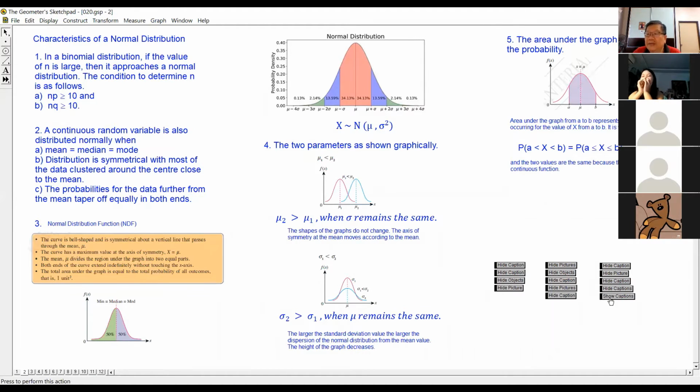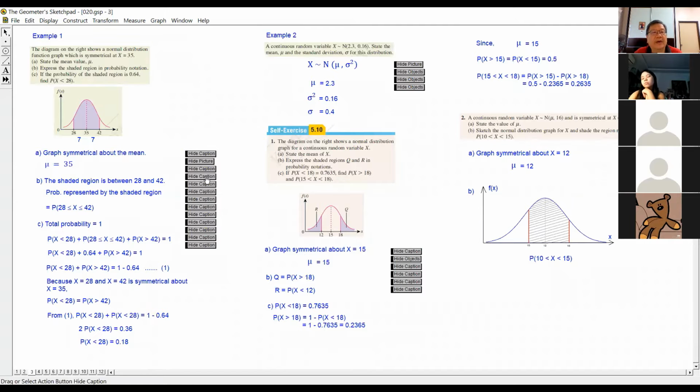Okay, next one. So probability, we know the total probability is 1. The total probability is 1. So you know this total probability 1 and symmetry, then we can continue with how to find the probability, right? So I'm going to show you how to find the probability.